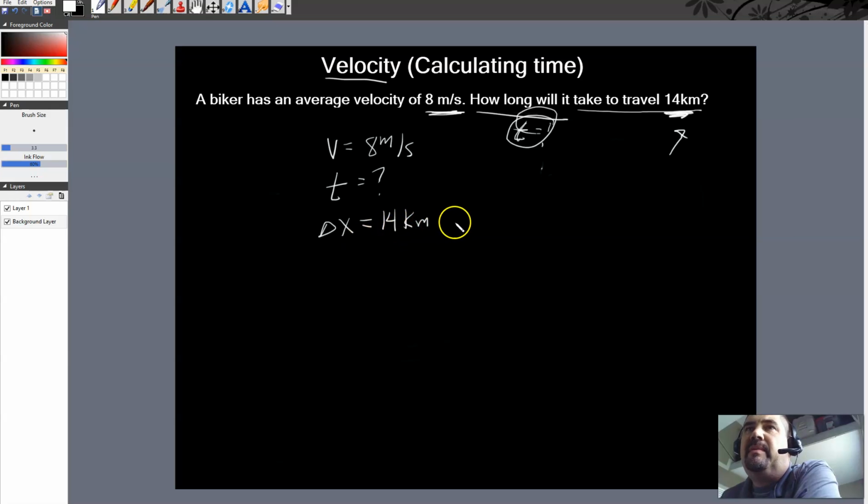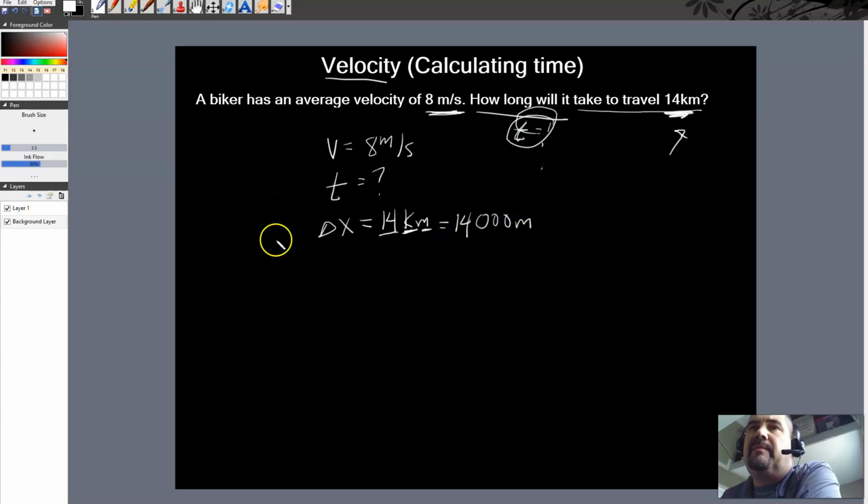So this has to be meters. You can go online and convert 14 kilometers to meters, and it'll convert online. But kilo means 1,000. So this means 14,000 meters. Literally, it reads 14,000. That's what kilo means. So just put 14,000 meters.